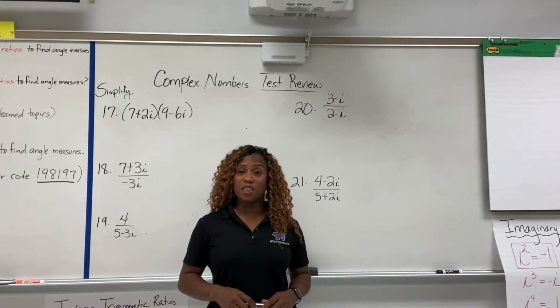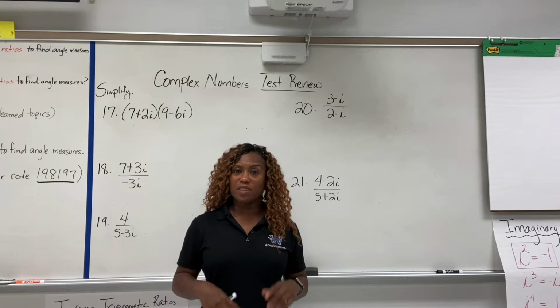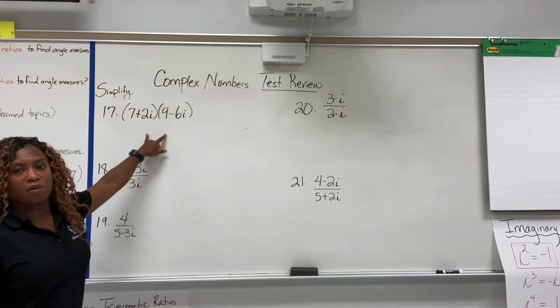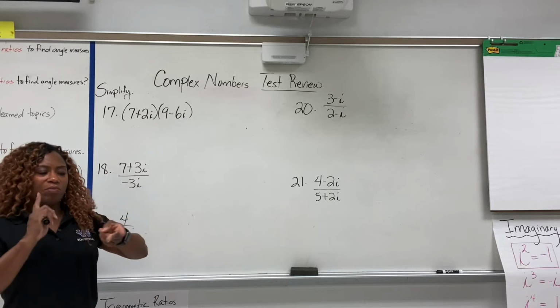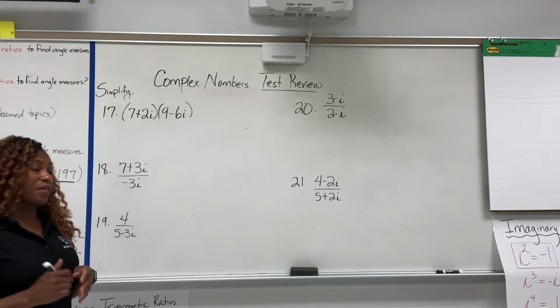Class, we're going to finish the last few problems from our practice test / study guide. So let's take a look at problem number 17. Here's another multiplication problem. Again, distributive property, combine like terms, i squared is equal to -1, and simplify completely.